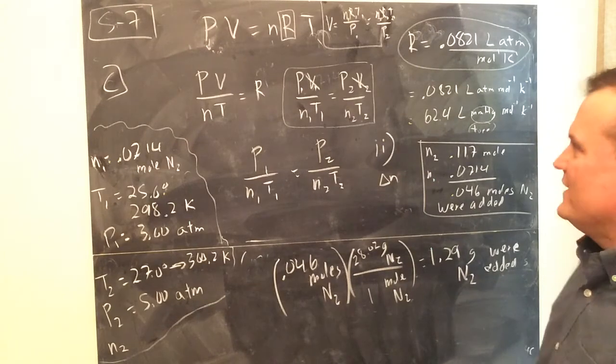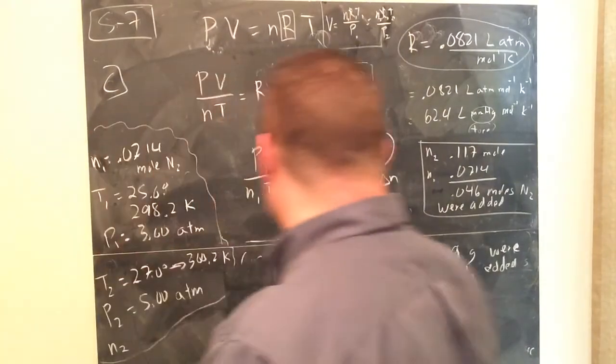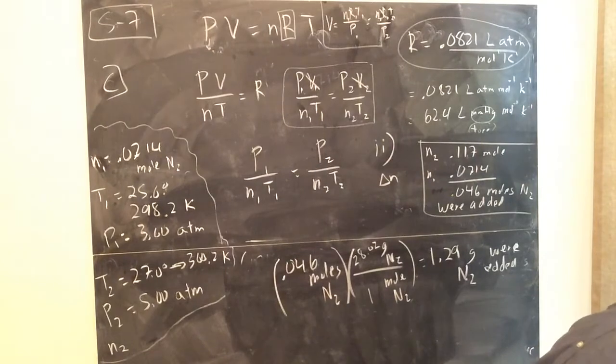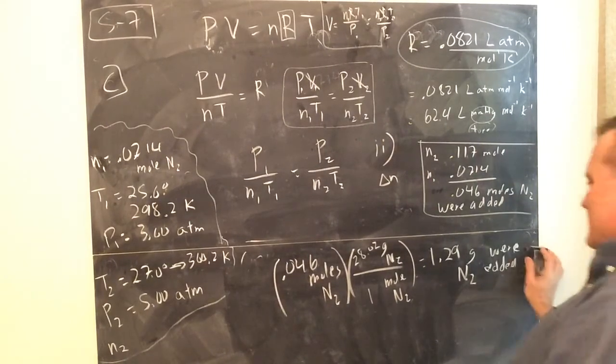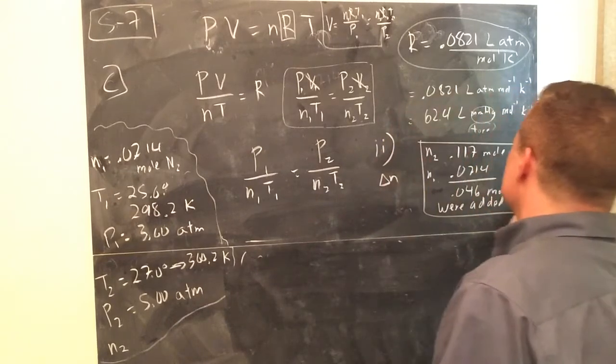Okay, 0.046. Yeah, 1.29. So anytime you see a before and after gas problem, before you had this many moles, this many grams, you need to see the picture better, get a picture or whatever. All right, this many moles, then after you had this many moles, etc.